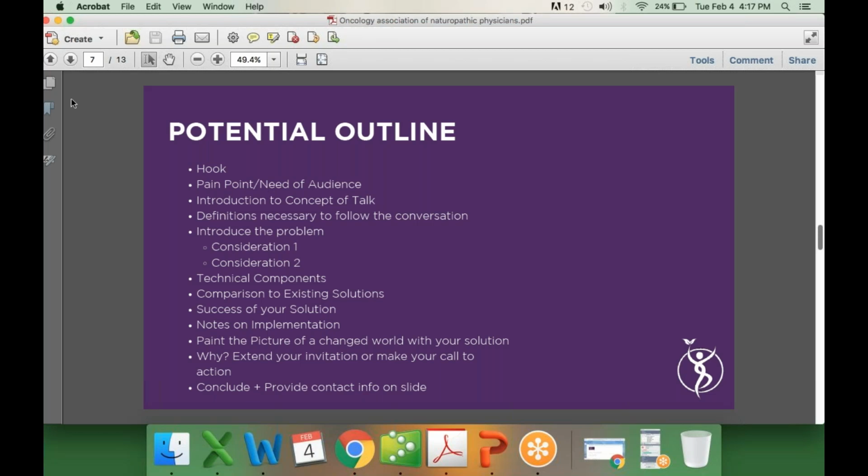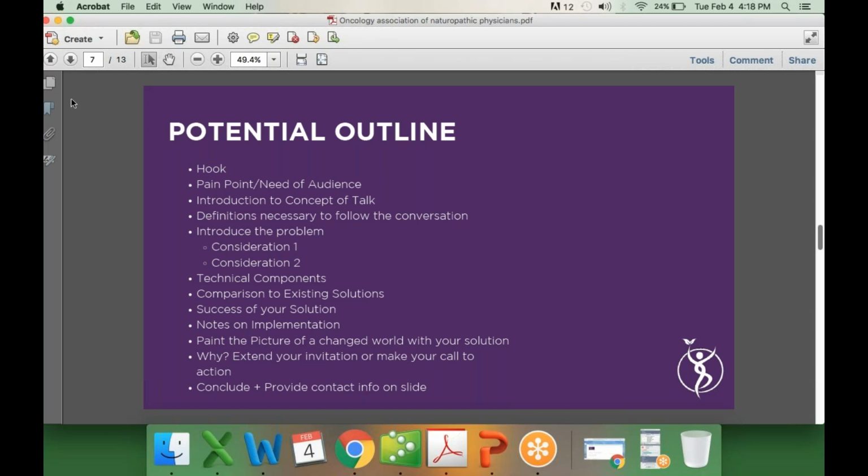And that's beneficial for many reasons. All right, so technical components could be another one of the slides, something that maybe your words won't do justice, but you need a visual as an accessory or to back up or to introduce something that you want people to remember. Then you can get into comparison of existing solutions.